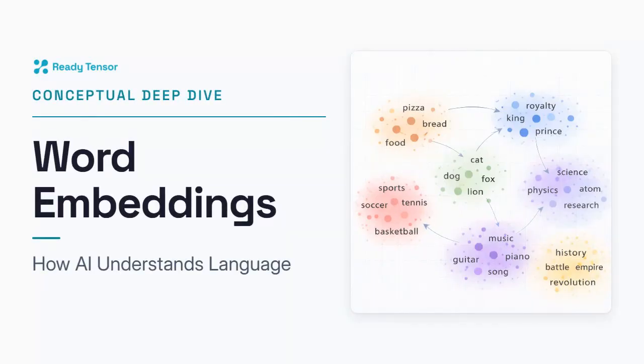It starts with a key building block called word embeddings. They are how computers learn what each word means and how it relates to every other word. In this video, we will learn what word embeddings are and how they power literally all of modern AI. Let's get started.